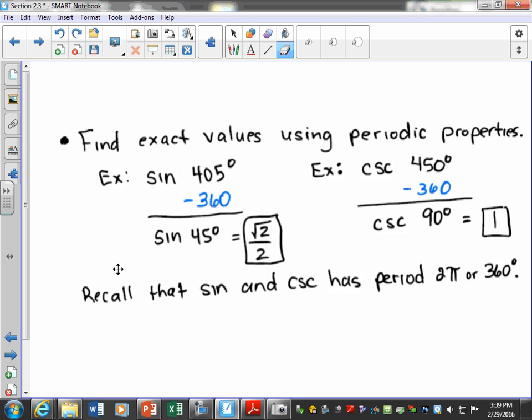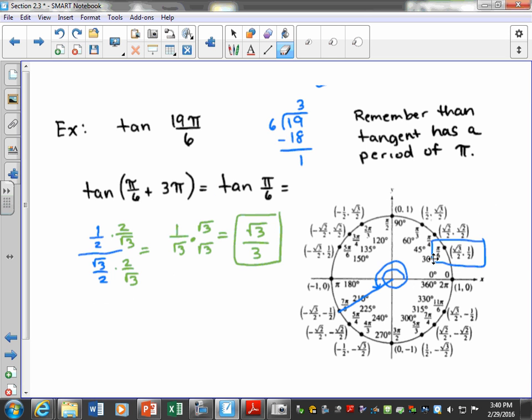Okay, the next thing, find exact values using periodic properties, but it gives it to us in degrees. Well, it's kind of like what we did when we were working with coterminal angles. We would do 405 is clearly not on the unit circle, so we would subtract one revolution out, 360 degrees, and that would just allow us to evaluate sine of 45 degrees, which, if we look back at our unit circle, is the square root of 2 over 2. Sine of 45 right there, bam.